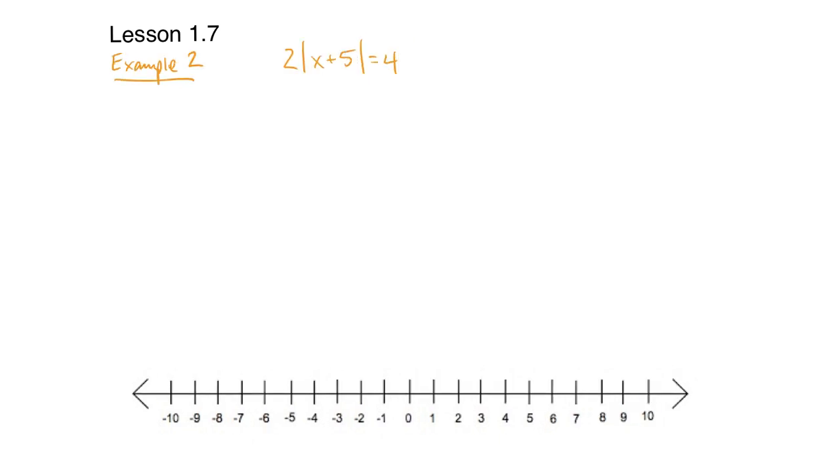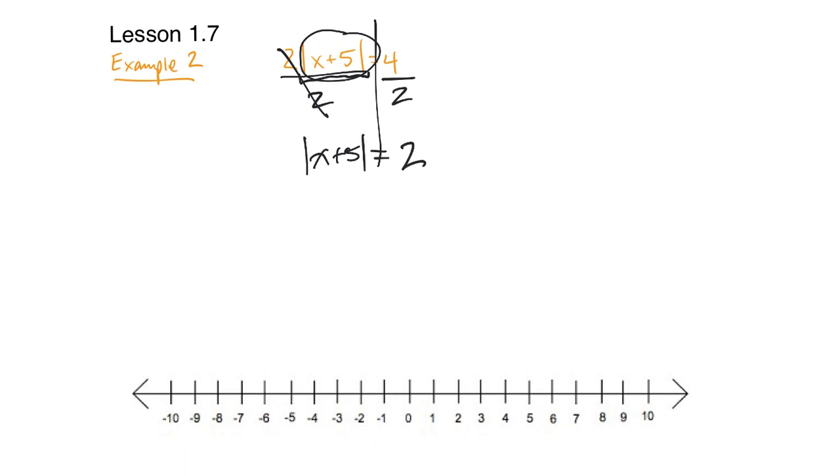A little more involved. Same thing, we want to isolate this part. In order to do that, we divide both sides by 2. Before, we would distribute, but we're not doing that now. We're just trying to get this alone. So 2 divided by 2 is 1. So I have the absolute value of x plus 5 equals 2. Now I split it into 2 parts. I have x plus 5 equals negative 2, and x plus 5 equals positive 2.